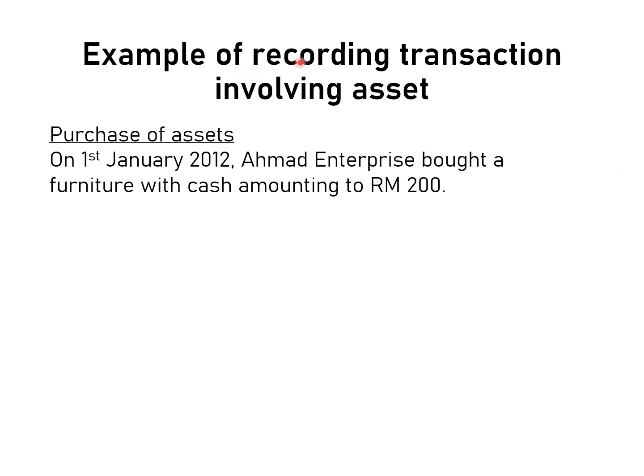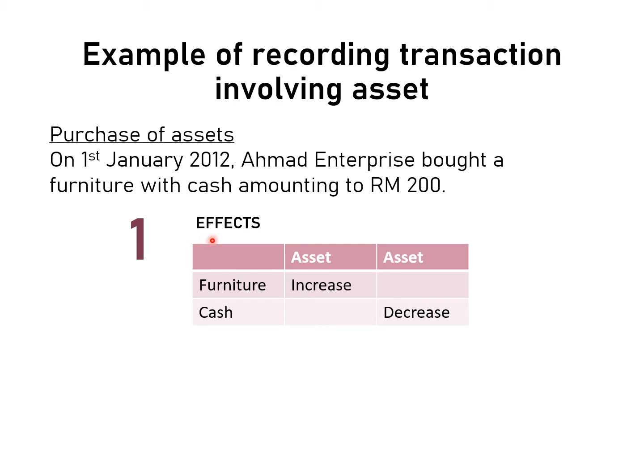This is an example of how we record a transaction involving an asset. Let's say you have a purchase of an asset. On 1 January 2012, Ahmad Enterprise bought furniture with cash amounting to RM200. So he bought furniture with RM200 cash. What will happen next? We will look at the effect.